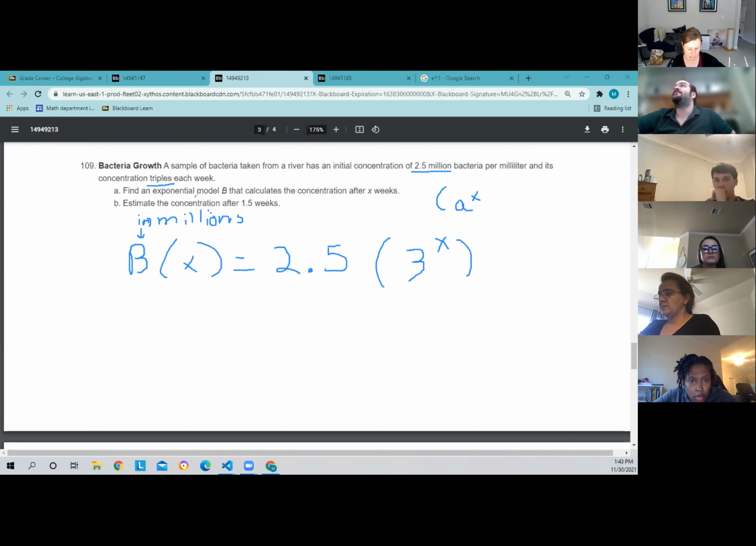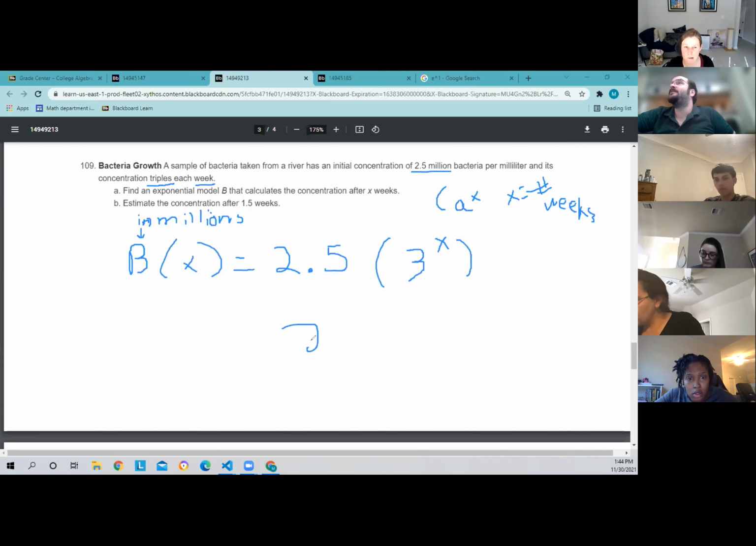So estimate the concentration after 1.5 weeks. And our X was in weeks, right? So maybe we also want to say that the X is the number of weeks. We're over on time, just so you know. We're 4 minutes over. Okay. You'll finish this off then. So X is the number of weeks.